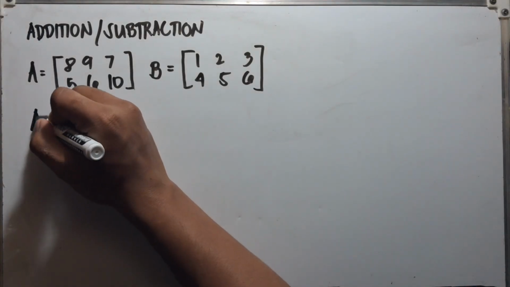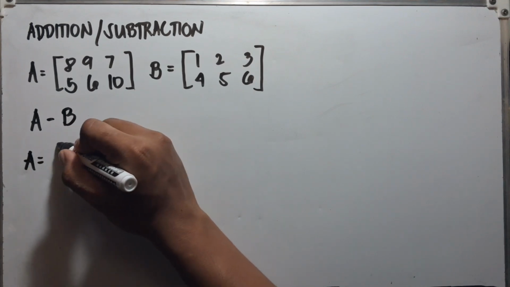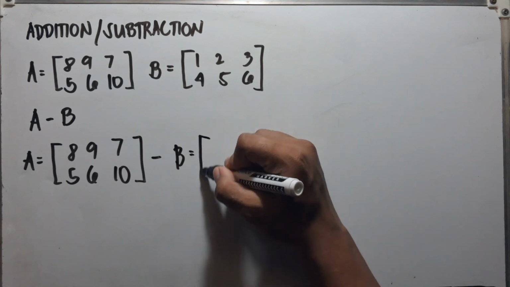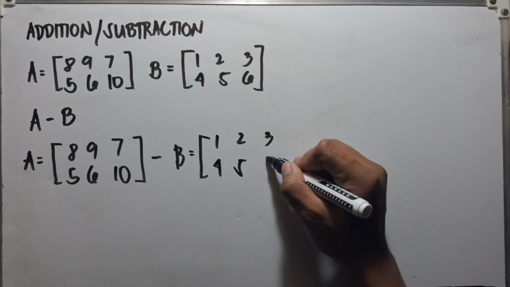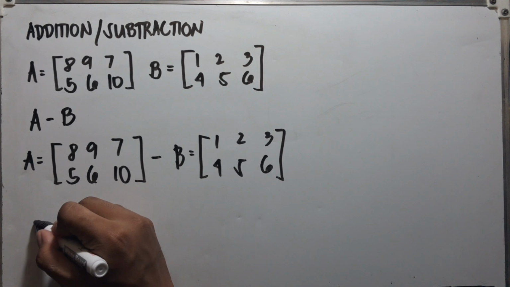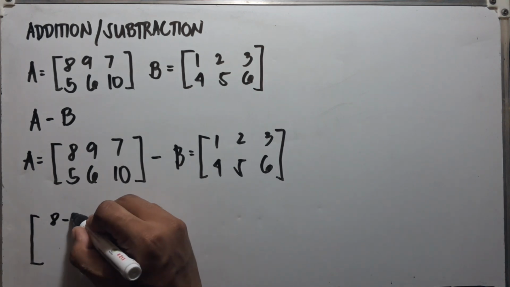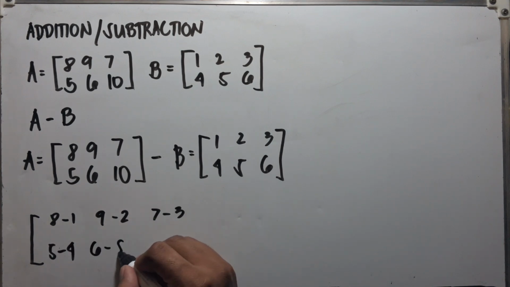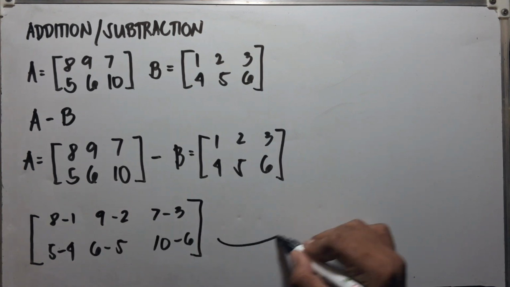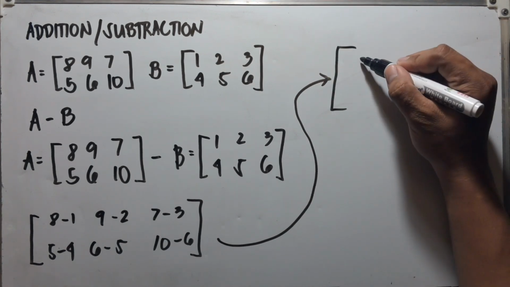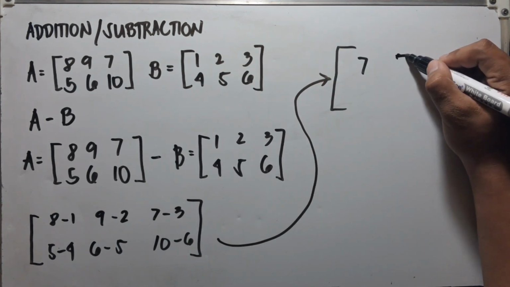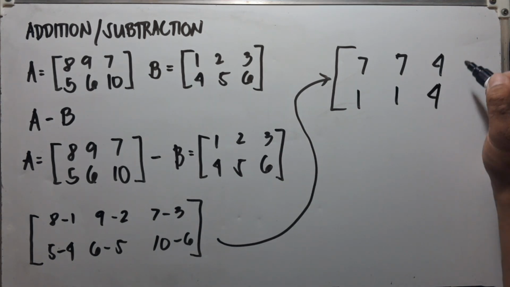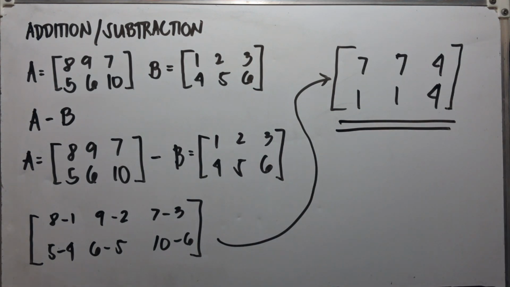In subtraction, actually, subtraction and addition of a matrix are not that far from each other. You'll just use subtraction if it is the subtraction of a matrix. So just like that, 8 minus 1, 9 minus 2, 7 minus 3, 5 minus 4, 6 minus 5, and 10 minus 6. Then do the math. That will be 7, 7, 4, 1, 1, and 4. That is your final answer.